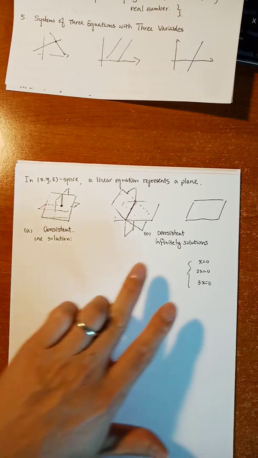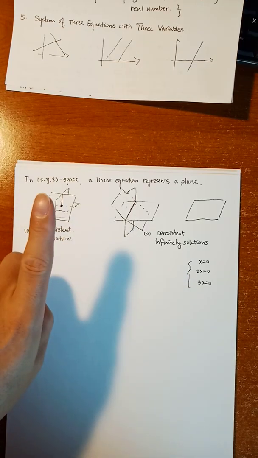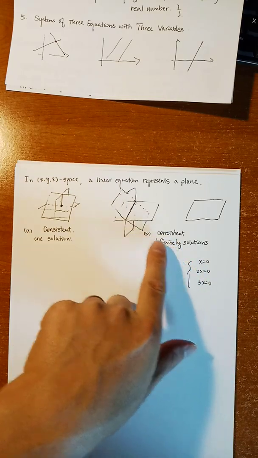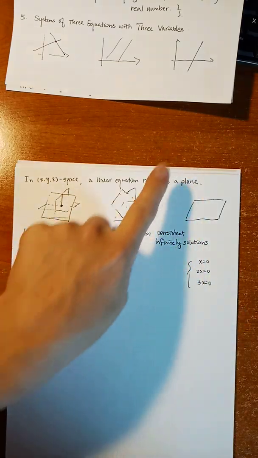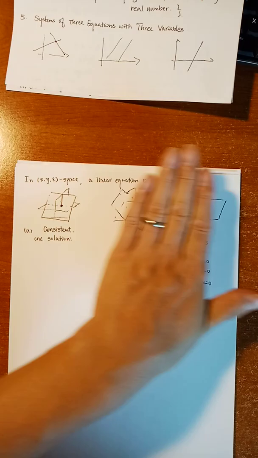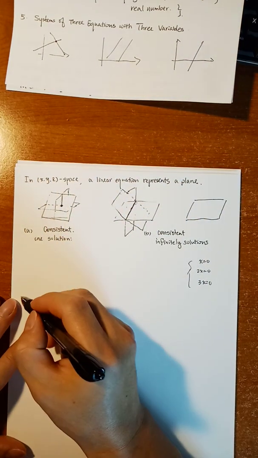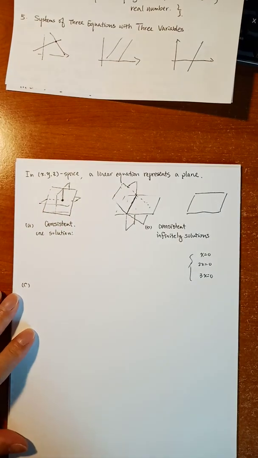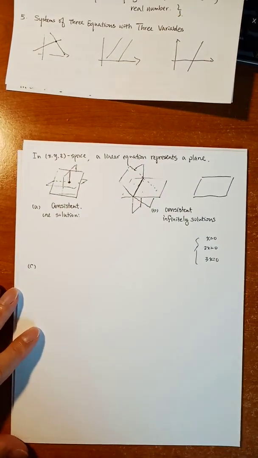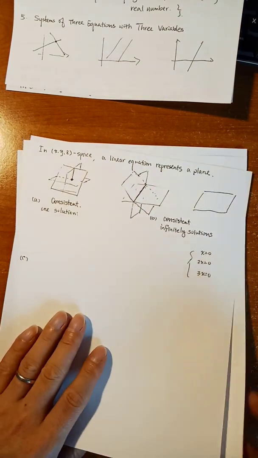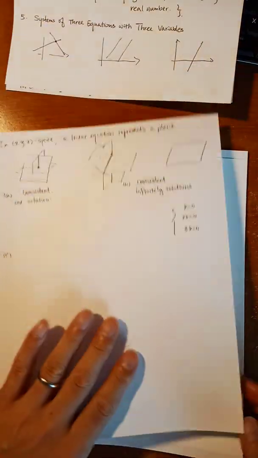That's the difference. So we have consistent, one solution. Consistent, infinitely many solutions. But in this case, the infinitely many solutions form a line, or infinitely many solutions form a plane. This is consistent. And inconsistent also has two cases.